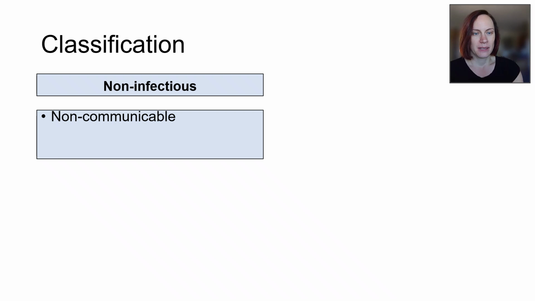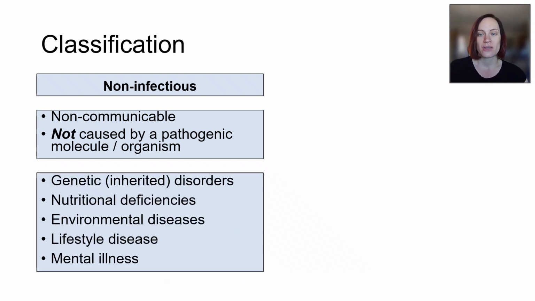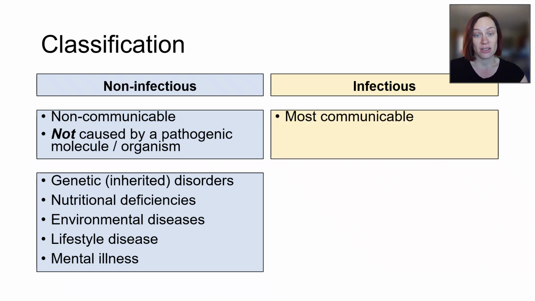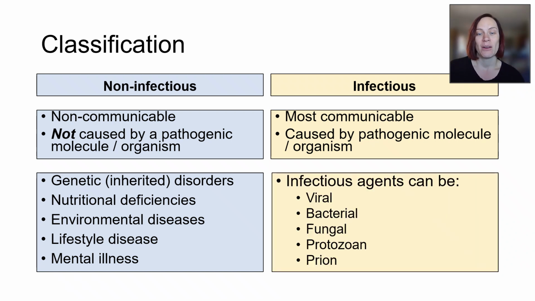So again, we can go a little bit deeper into this and say, all right, if we're talking non-infectious, then these are not communicable, they are not contagious, and they are not caused by a pathogenic organism or molecule. So we are talking about things that are passed down from our family, inherited diseases, nutritional deficiencies. You're not passing that on if you don't have enough vitamin C. Lifestyle diseases, we're talking about obesity, type 2 diabetes, things like that. And then the opposite here is infectious. It is mostly communicable. It is mostly a contagious type of disease. It is caused by that pathogenic molecule or organism. And we can be talking about lots of different pathogenic molecules or organisms like these ones, and we'll get into that a bit later on.